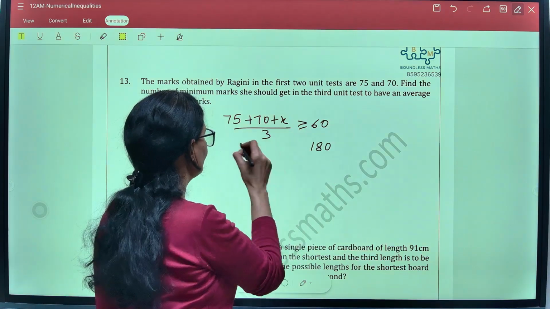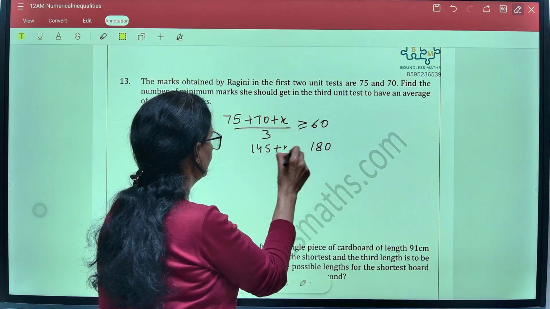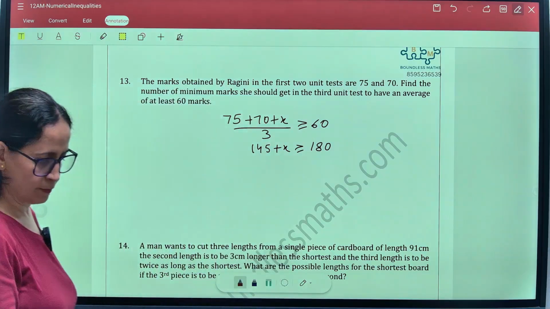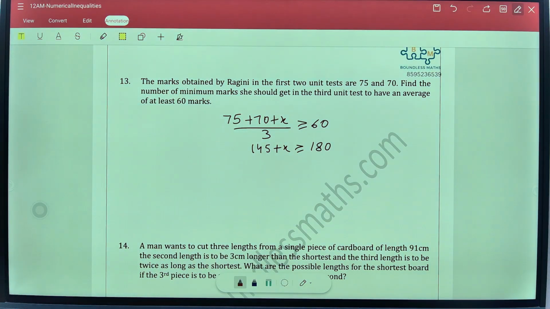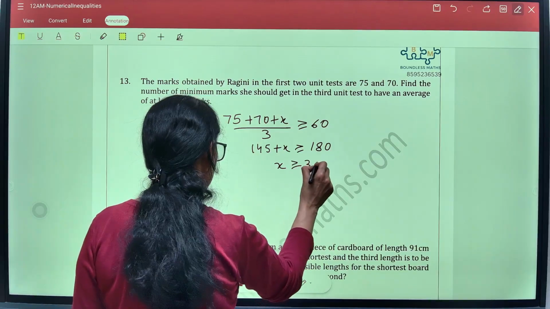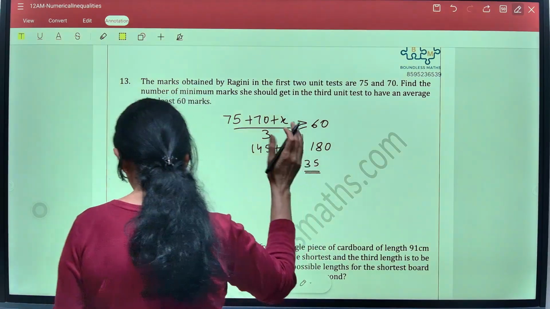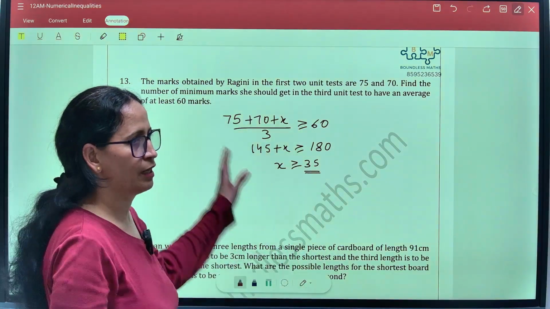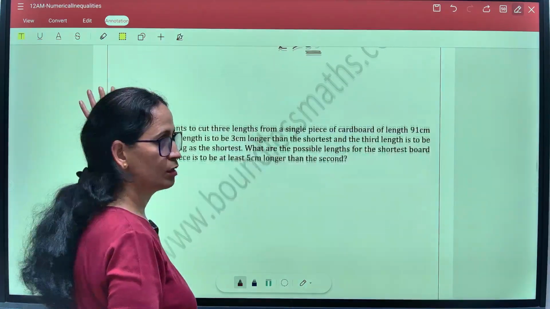So let's solve this. So when we solve this, we get the value of x as greater than or equal to 35. So that means she needs to score at least 35 marks to get an average of 60.